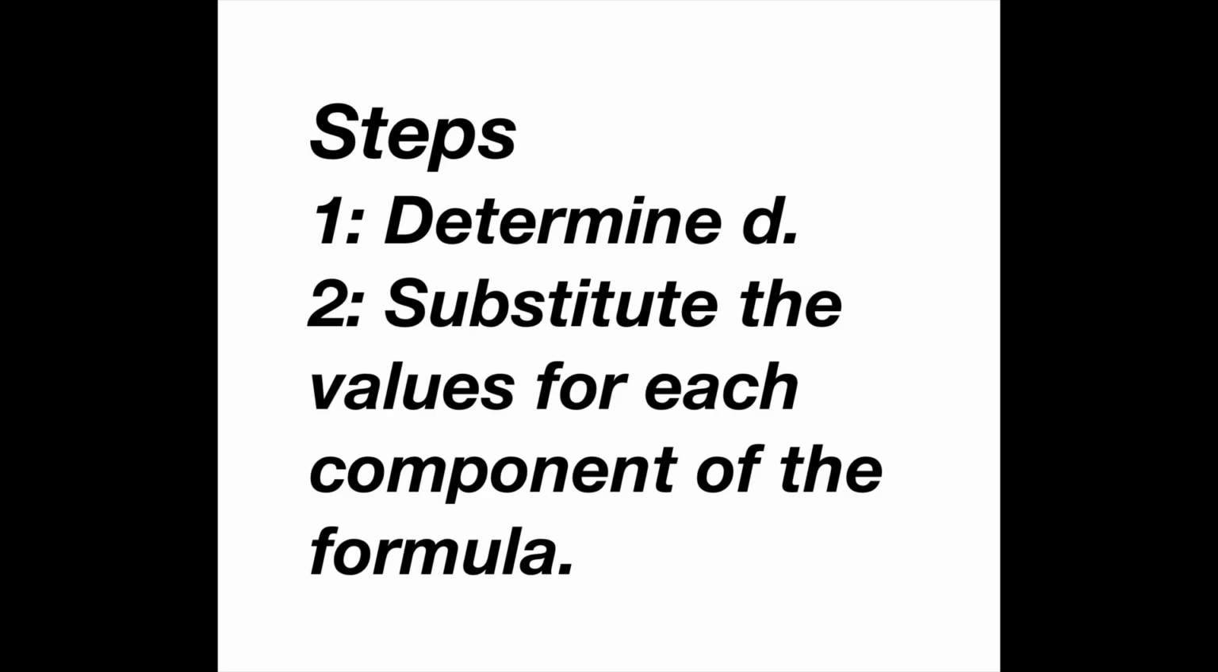But before we get started, let's first talk about the steps. Once you have the formula, the first step is that you're going to determine d, the common difference. And as I stated before, it could be a plus or it could be a minus. After you have done that, the second step is that you're going to substitute whatever value you have for a sub 1, which is the first term.